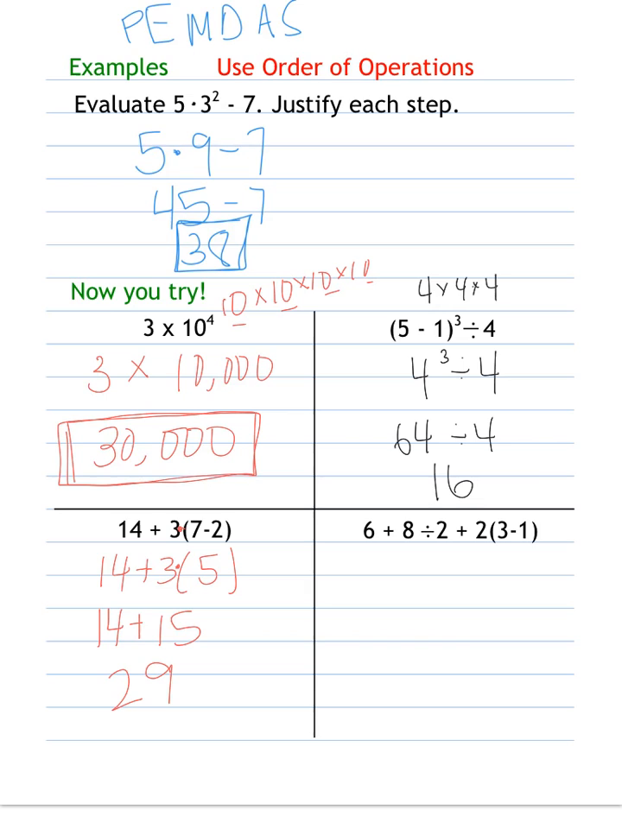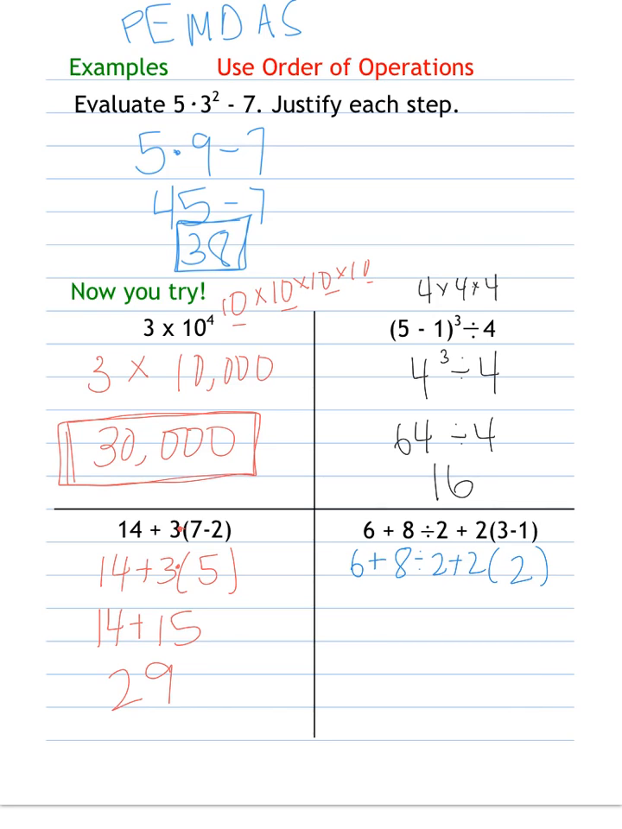All right, last one here, 6 plus 8 divided by 2 plus 2 times our parentheses of 3 minus 1. Order of operations, here we go. Start with our parentheses. 3 minus 1 is 2. And I'm going to copy down exactly what I have up above of everything else that's left.